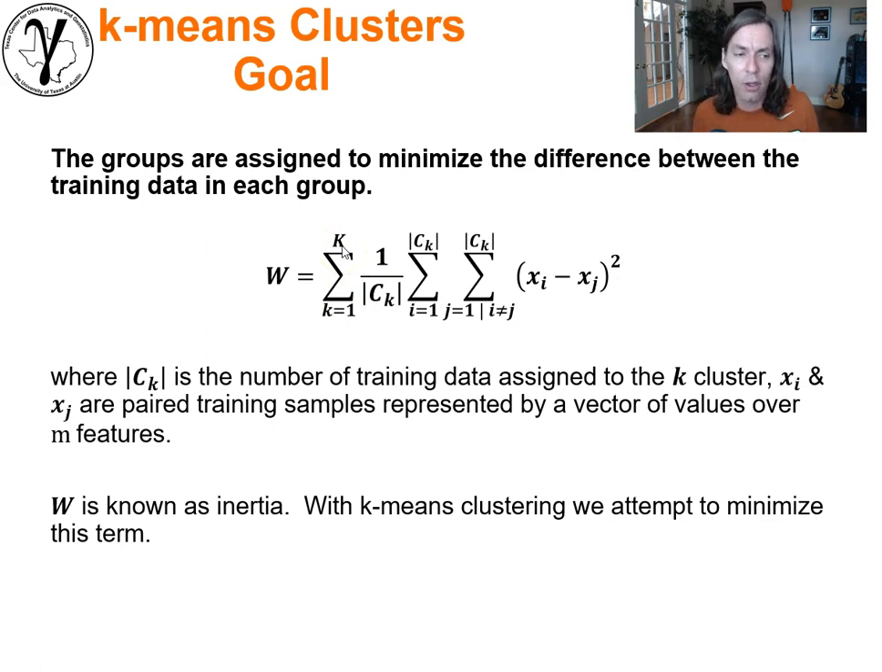Quite straightforward. So what are we going to do? Well, W is our inertia term, and we're going to try to go ahead and minimize that. We want to minimize the distance between all the samples within each one of the clusters. So that's the mathematics behind it.